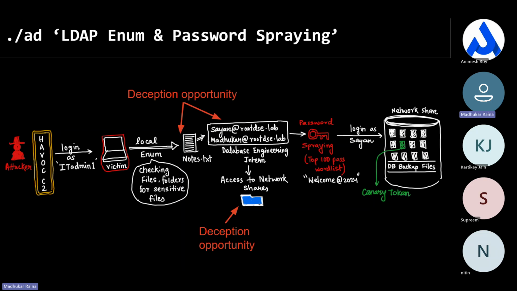Now in this scenario, we find Sayan and Madhukar, these two new interns joining the team. We find their emails or names, but we do not know the password. So we'll try a password spraying attack, which is pretty common in Active Directory environments. Using a word list, one of the passwords works, which is welcome@2024. It worked for one of the users, Cyan, so we'll log in as Cyan and try to access the database backups and see if there is something interesting in that.